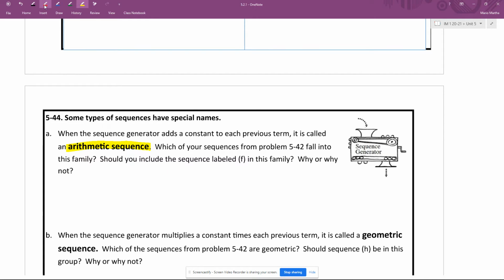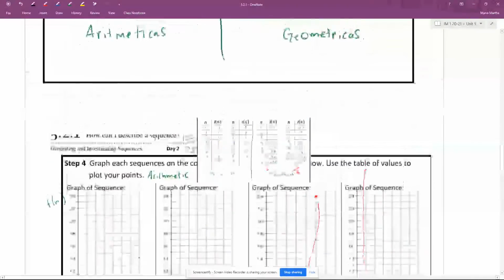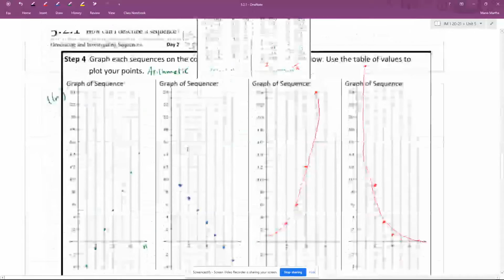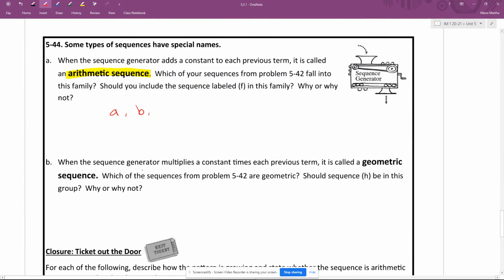Why or why not? So again, we already talked about this, so we know that A, B, I'm sorry, it wasn't B. So it's A, D, and F. And then we should include F in this family because it's adding a negative, right? Because it still follows a linear pattern.